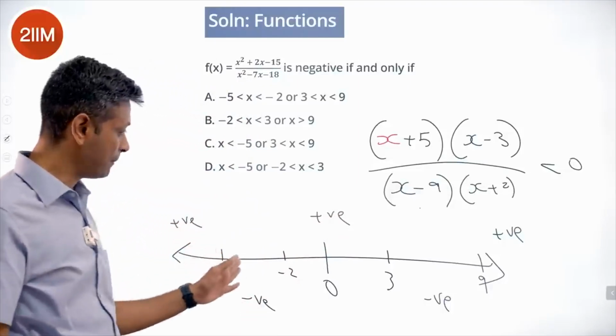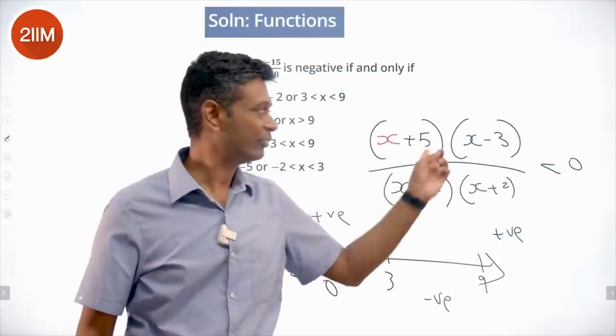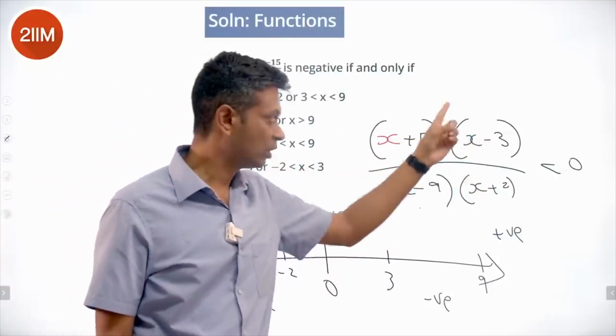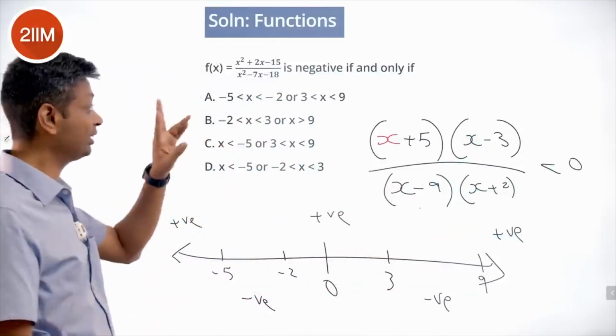Imagine this, below minus 5, each of these terms is negative. Negative and negative, positive, negative, negative, positive, positive by positive, positive. So here it won't work. Here the inequality does not hold good.